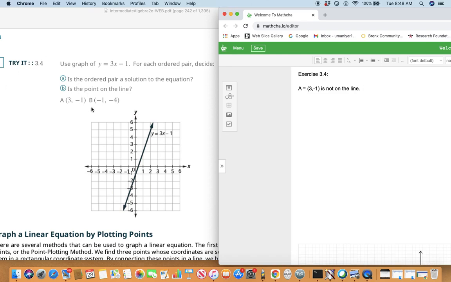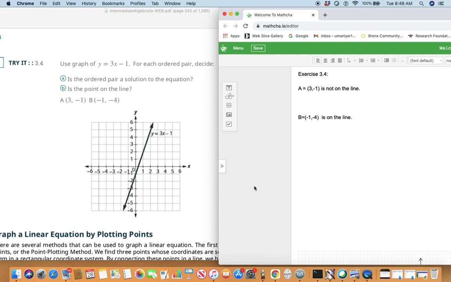What about the second point? B is (negative 1, negative 4). Is it on the line? X is negative 1, y is negative 4. It is on the line.